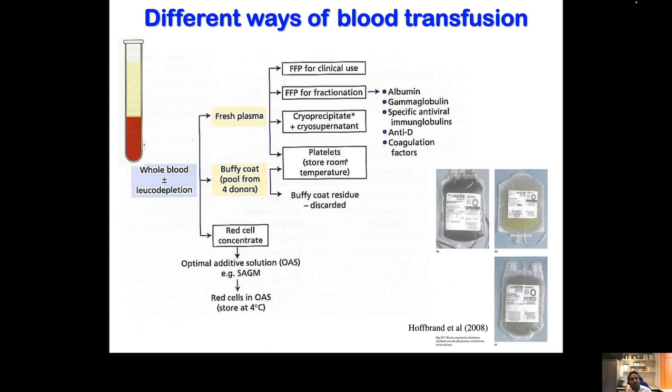So in the last lecture, we talked about the components of the blood in very much detail. So you can go through them and try to remember them for this lecture as well.